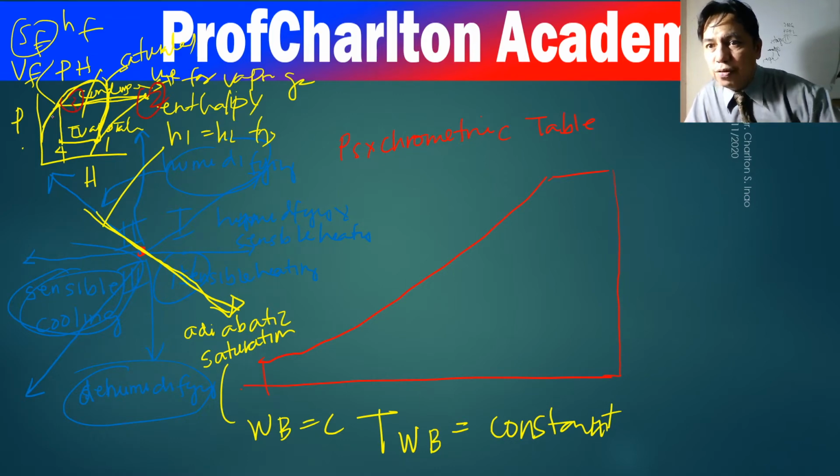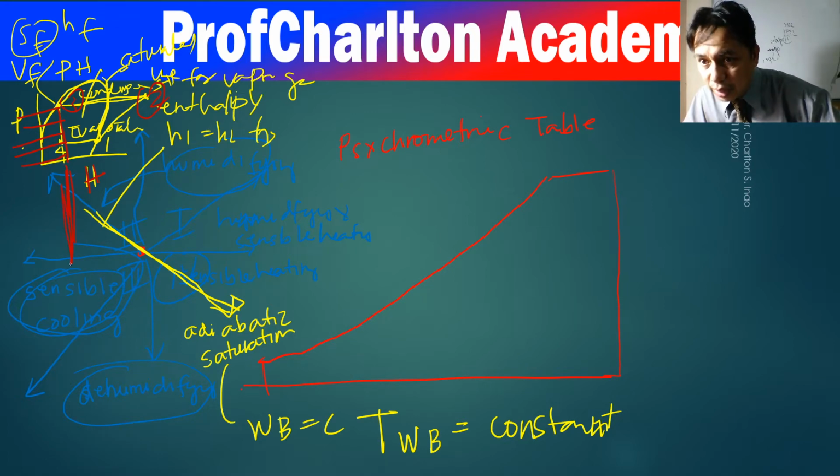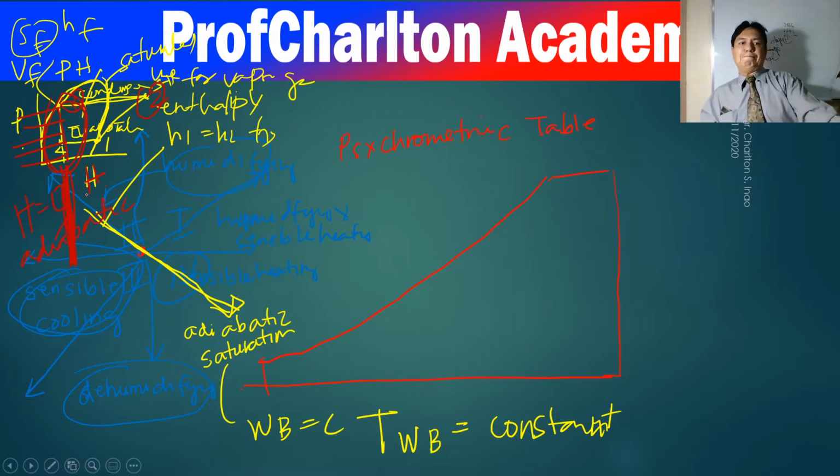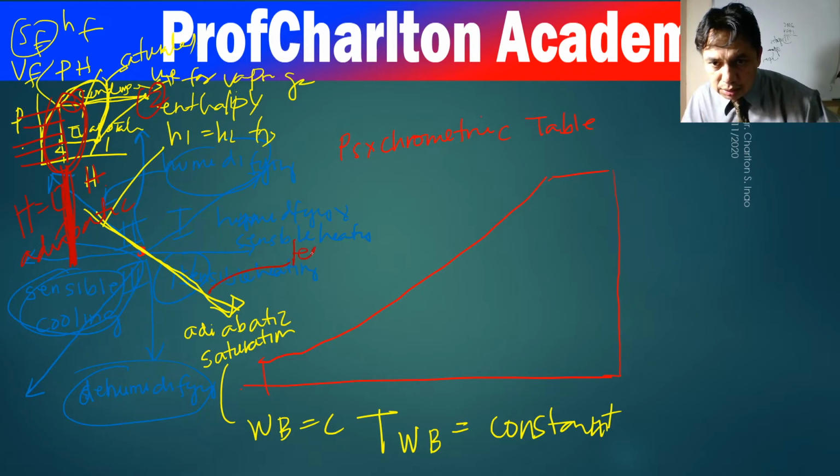1, 2, 3, and 4. At points 3 and 4, what can you observe? We have a constant enthalpy. Look at this: the pressure is high, enthalpy is this. Pressure goes down, enthalpy is still the same. The pressure goes down further, the enthalpy is still this, up to here. So we have a constant enthalpy, and this is happening in the adiabatic process. So when you say adiabatic in refrigeration and air conditioning, it means constant enthalpy. Here, in adiabatic saturation, the enthalpy is constant or not changing.